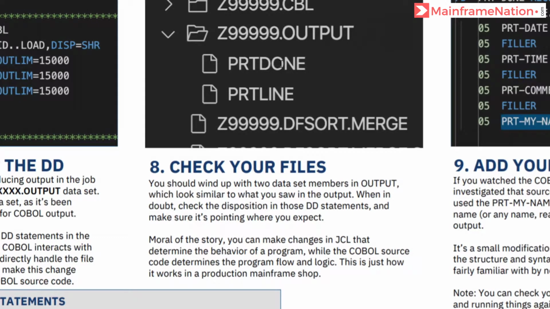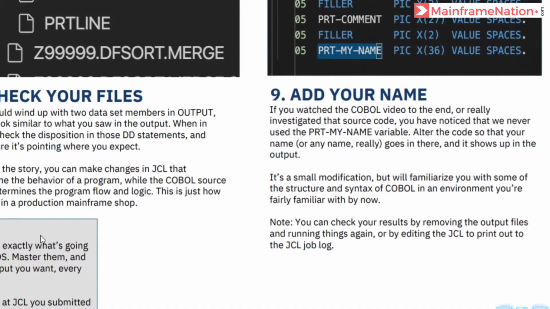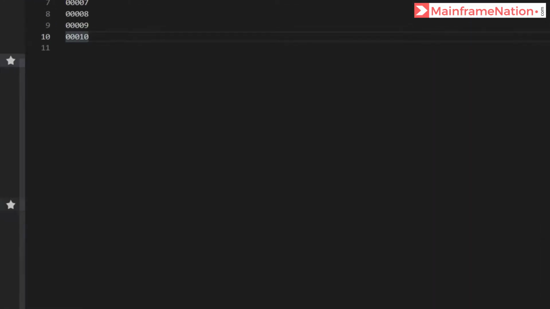The files are PRT done and PRT line. Both of them are correct. So step 8 is also complete. In step 9, it is telling us to add our name to the program by using the PRT myname variable. So let's go to the COBOL program.